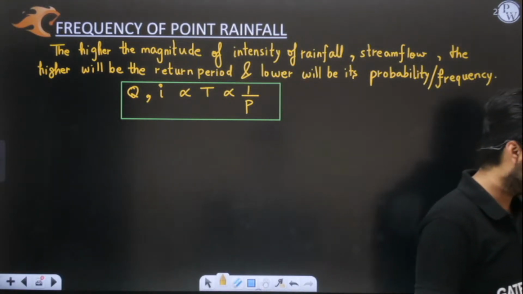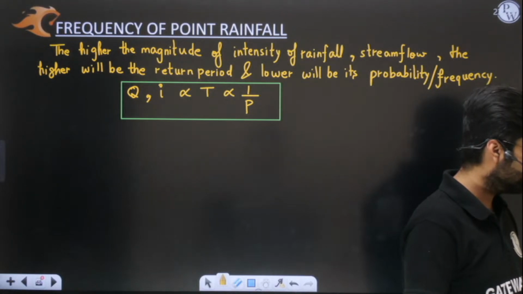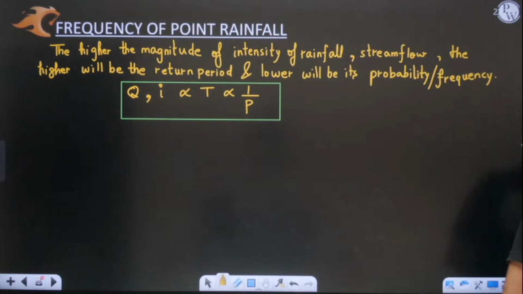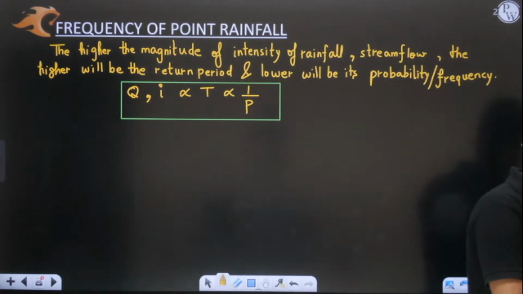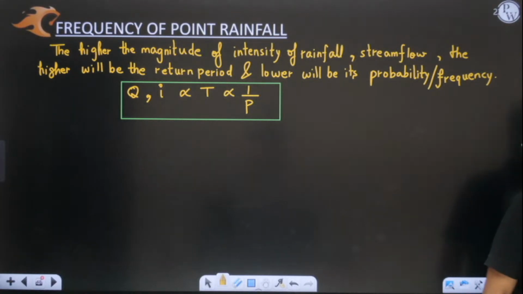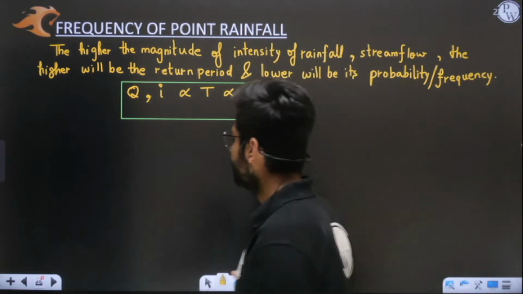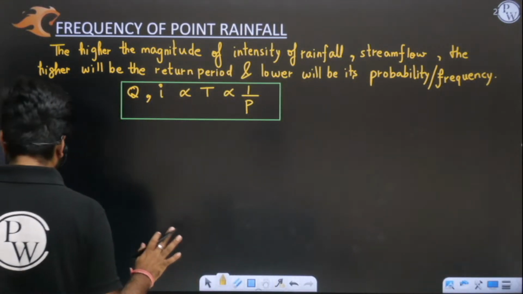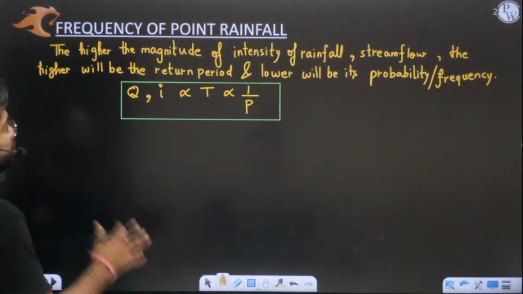Sir, we can also get the probability of maximum rainfall by normal precipitation. No, wait a second, Sushil. First try to understand the concept which I am going to tell you. You will easily understand all the things. Okay, please be patient and try to listen very carefully.